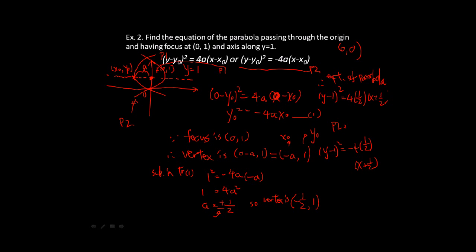So there you go. Here are some examples of parabola. The most important thing for you to know is whenever you are asked to find the equation of a parabola, just remember the particular forms of the parabola, and all you need to figure out are the coordinates of the vertex and the value a.